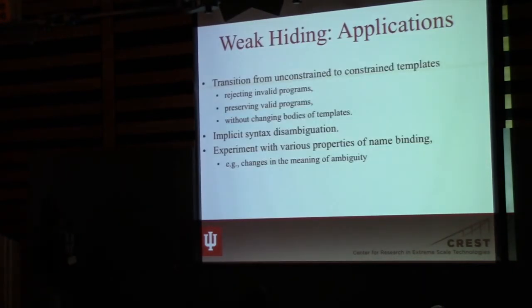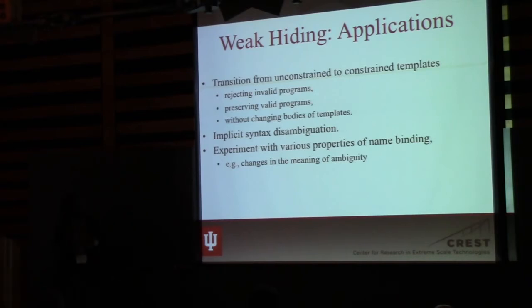There are several things we can do with weak hiding. In the general scope of things, we can do implicit disambiguation. Usually we're used to doing syntax disambiguation based on types or based on the module system and things of the sort. But with weak hiding, we can do implicit disambiguation based on the constraints if you're using generic programming. We can also use it to ensure that we're transitioning from C++ without concepts to C++ with concepts in a safe, or sound, way.